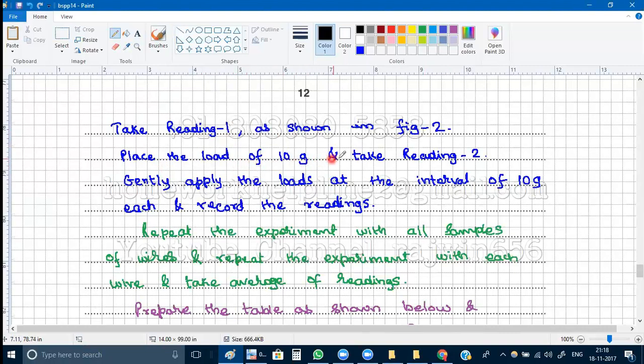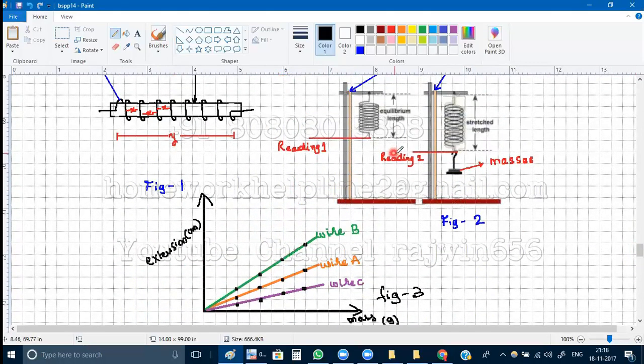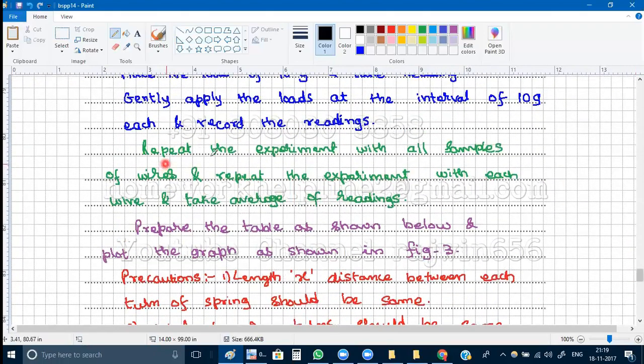Place the load of 10 grams and take reading 2. So that's the second reading that is taken. Gently apply the loads at the interval of 10 grams each and record the readings. So this is your reading 2 that you are taking after the extension has occurred because of this mass that is placed over here. We'll record this extension. So repeat the experiment with all samples of wires and also repeat the experiment with each wire and take the average of the readings.